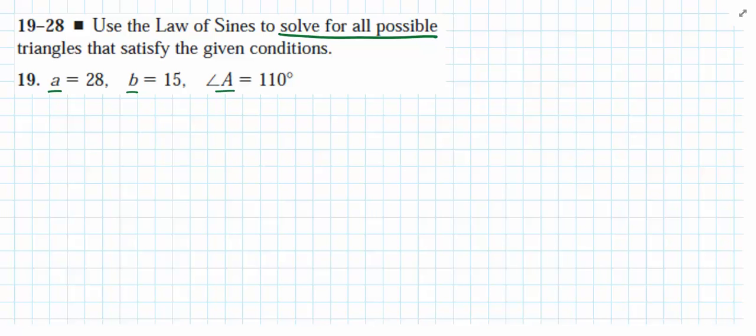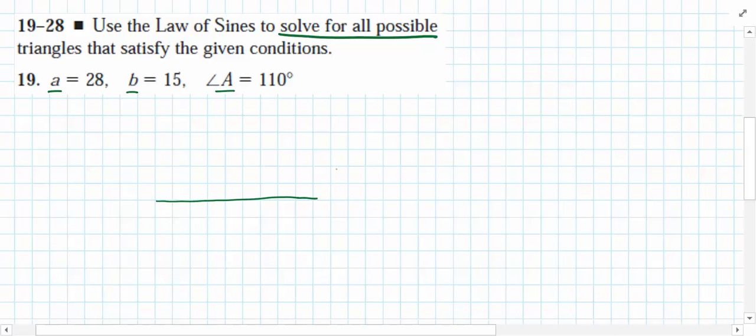And this is where sketching an accurate picture really comes in handy. So I'm going to try my best here to sketch this freehand. I've got one side length, and I'm going to call this angle here A. This will be the 110-degree angle. Opposite of that angle is going to be side length A. I have to use a lowercase letter a here. And that a value is equal to 28 units.